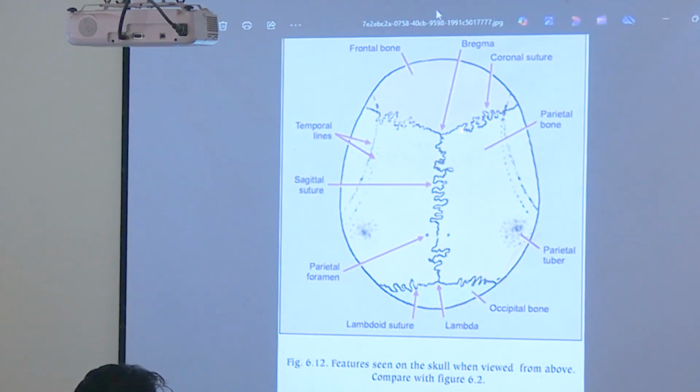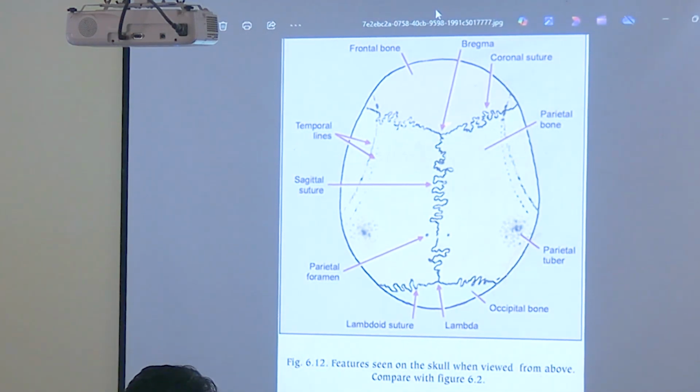Now between these bones, see, this is one suture. In between the frontal bone and the two parietal bones, this suture is known as the coronal suture. It comes from the Latin word which means crown. This is your coronal suture. Which suture is this? Sagittal suture, meaning arrow-like. It separates both the parietal bones.